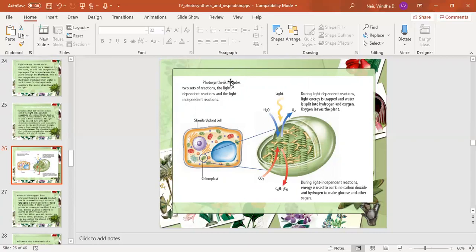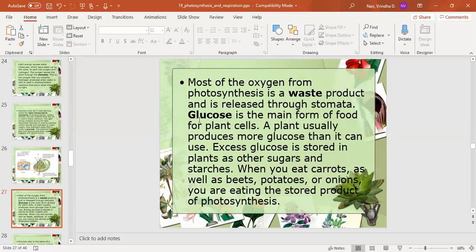So this is what it is. Photosynthesis includes two sets of reactions, a light dependent reaction and a light independent reaction, where it uses hydrogen and oxygen and the light energy, and it releases carbon dioxide and water. So this is the process. Most of the oxygen from photosynthesis is a waste product and is released through stomata.